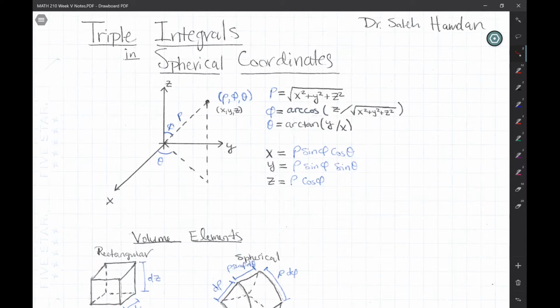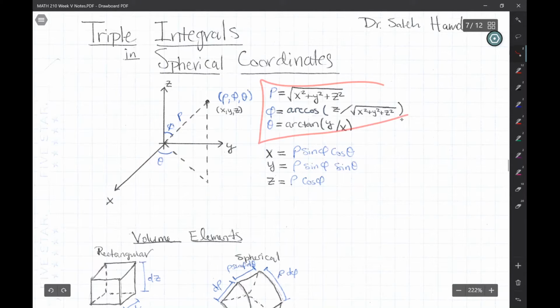pi, or 180 degrees. And the third variable is theta, and theta is the angle from the positive x-axis to this line here. And that line, what you see here, is the projection down onto the xy plane. You could think about theta, if you want to take the analogy with Earth, as longitudes rather than latitudes. Theta is also called the azimuthal angle.